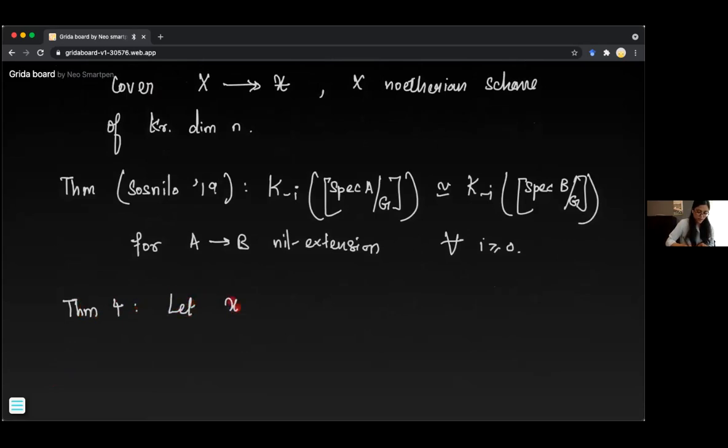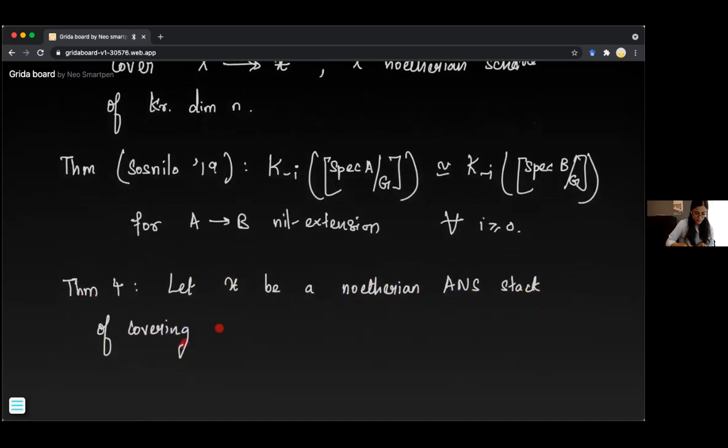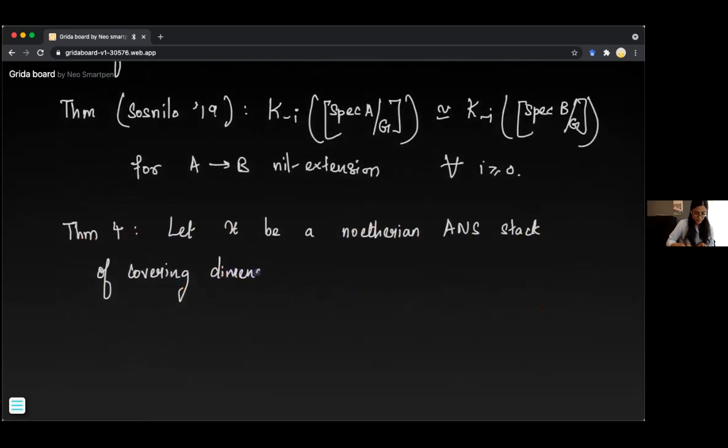So let X be a Noetherian Artin stack of covering dimension d. Then K minus i of X is 0 for all i strictly greater than d. Okay, I'll stop here.